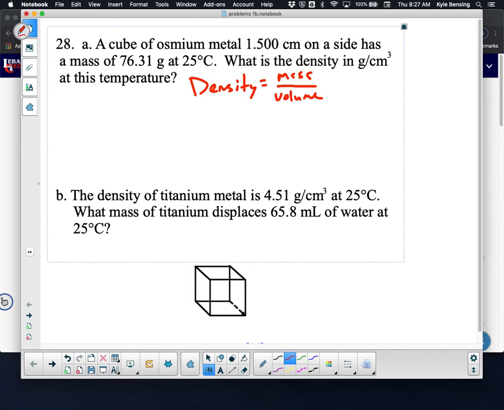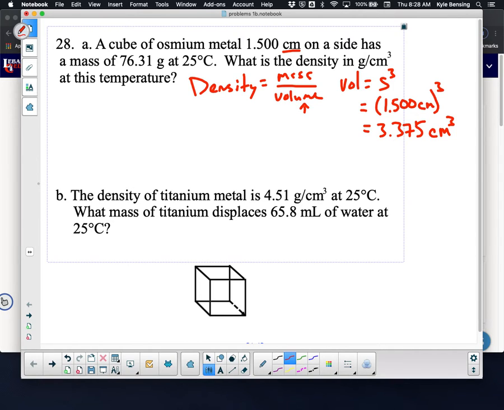Now remember, density equals mass divided by volume. And we know that volume for a cube equals whatever the side is cubed. So let's take a look at that first. Let's take a look at the length that I have, 1.500 centimeters, and if I cube that, what I get is 3.375 cubic centimeters. That's our volume, so that's what will go on the bottom for our equation.